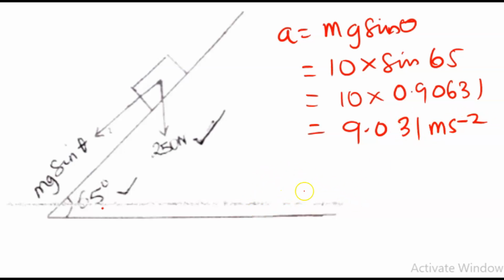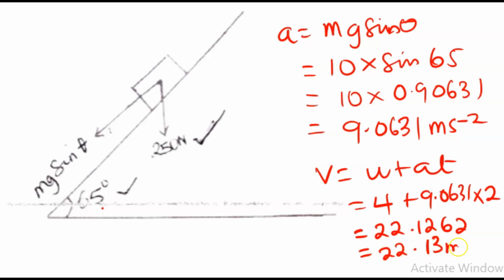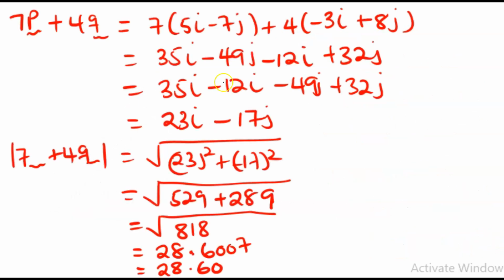Okay, so to find the velocity, we use the equation v is equal to u plus at, and we know the initial velocity to be 4, plus this acceleration 9.0631 times what? 2, as the time is 2 seconds. So when we simplify this, we are getting 22.1262. So when we correct it to 2 decimal places, we have 22.13 meters per second.